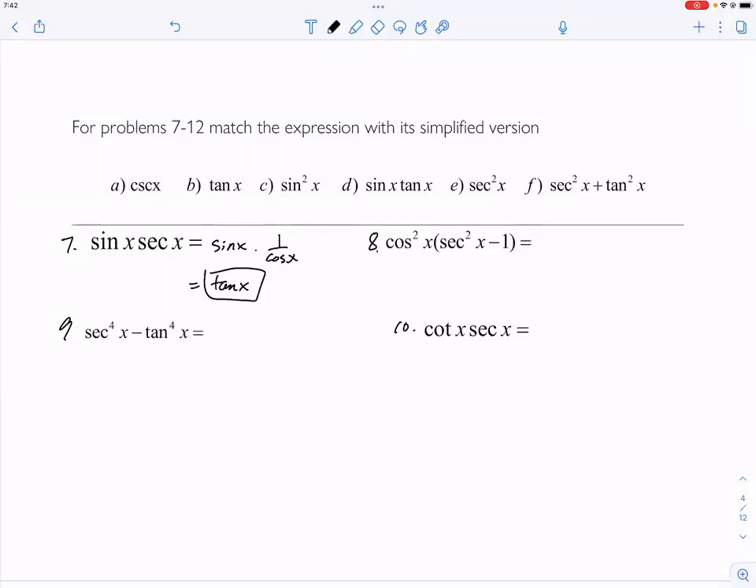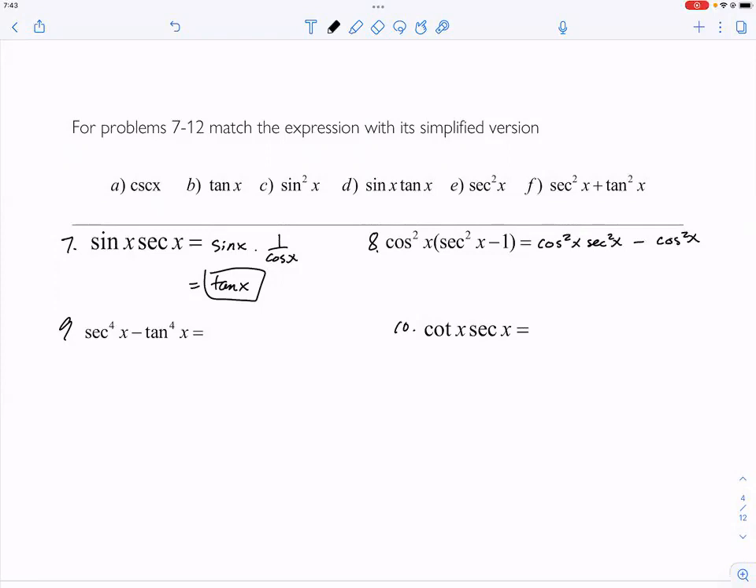Okay, number 8. What's number 8? Well, you have a cosine square x outside the parentheses. Well, what can you do? There's not much you can do, I think. Now, there are actually 2 things you can do. The first thing that got into my head is, I think I can multiply the cosine square x into the parentheses. And if you do that, you have cosine square x secant square x minus cosine square x.